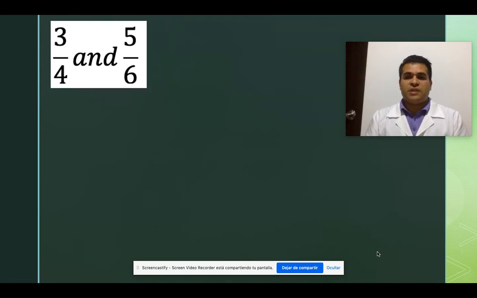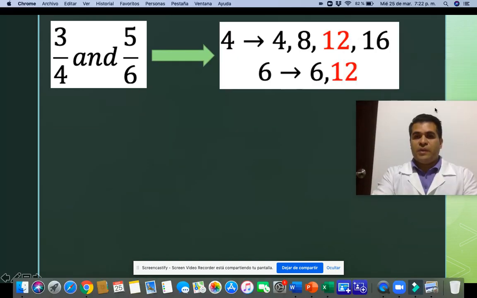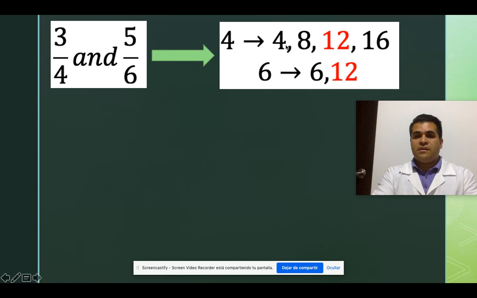Okay, we are going to use another method to compare fractions. So we have 3/4 and 5/6. In this method, you are going to find the least common multiple between denominators. The denominators are 4 and 6. So here you have the denominators and you find the least common multiple. The multiples of 4: 4, 8, 12, and 16. The multiples of 6: 6 and 12. And 12 is common. So the least common multiple or the least common denominator is 12.